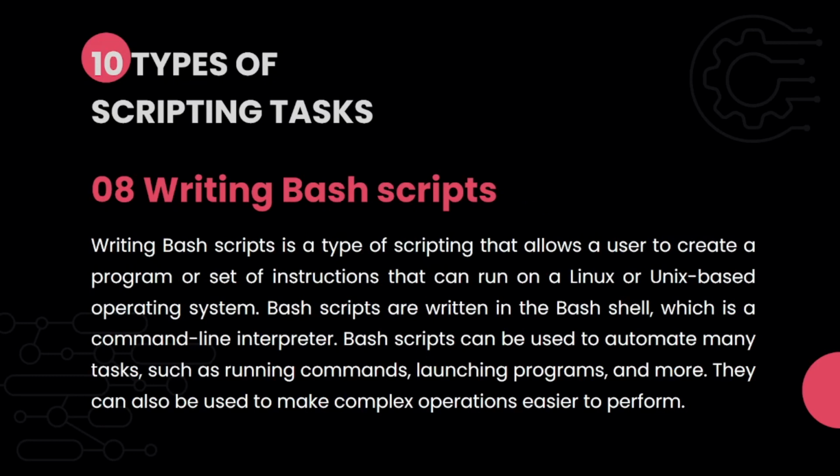The eighth type of scripting task is writing bash scripts. Writing bash scripts is a type of scripting that allows a user to create a program or set of instructions that can run on a Linux or Unix-based operating system. Bash scripts are written in the bash shell, which is a command line interpreter. Bash scripts can be used to automate many tasks such as running commands, launching programs, and more. They can also be used to make complex operations easier to perform.